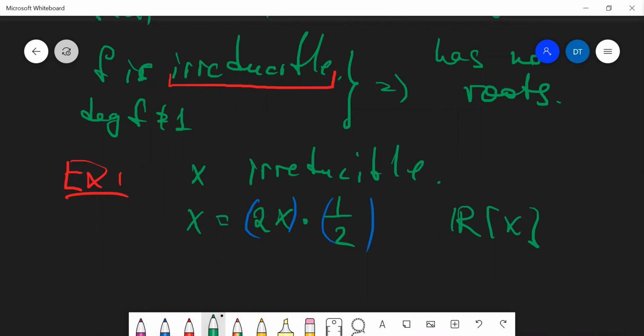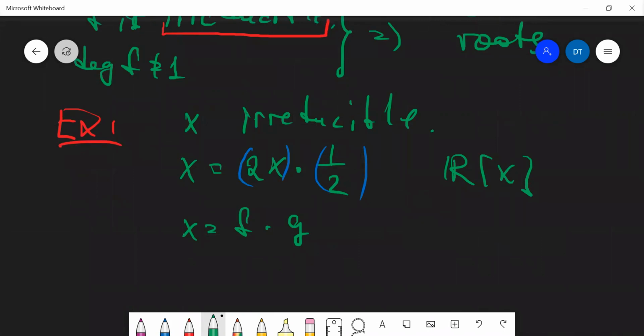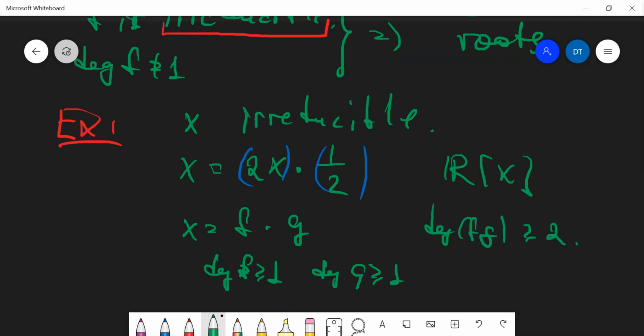If x is the product of f times g, and f and g have non-zero degree, which is equivalent to saying that they are non-constant, then the degree of f is not smaller than 1, the degree of g is not smaller than 1, and the degree of their product must be not smaller than 2. So it's impossible to represent x in such a form where f and g are non-constant. So a linear polynomial is always irreducible, but you can find these stupid factorizations because for every non-zero number, you can multiply by this number and divide by this number. This is the reason why we're interested in monic irreducible polynomials.